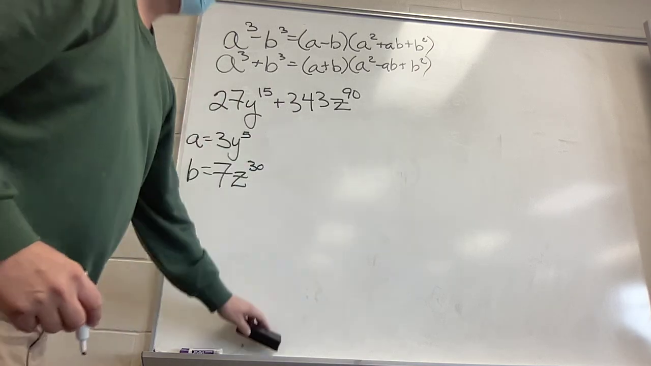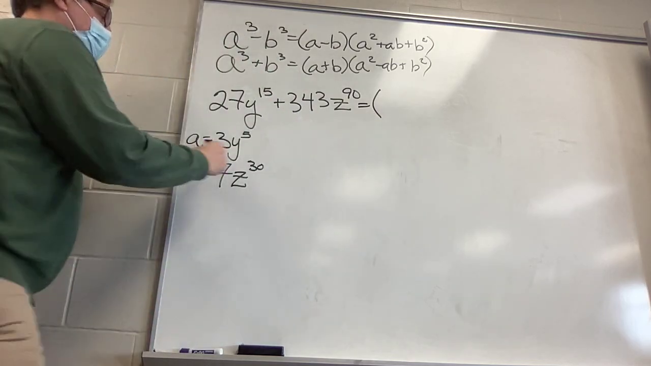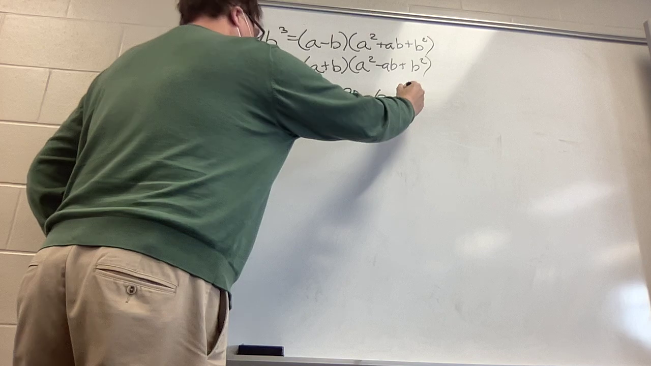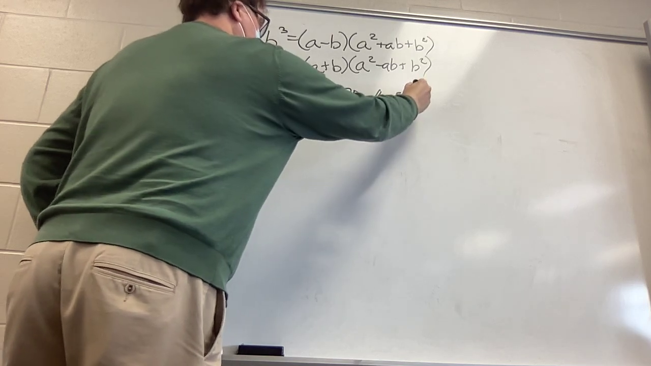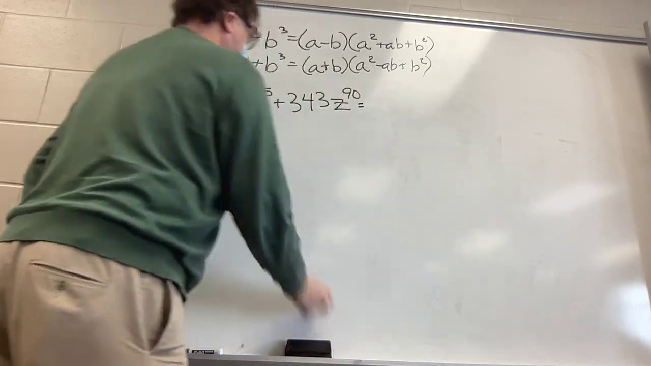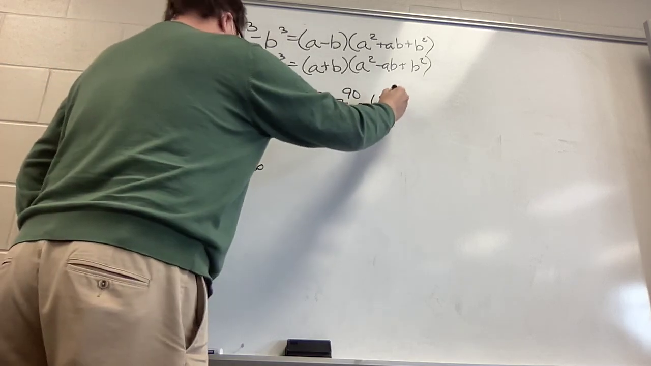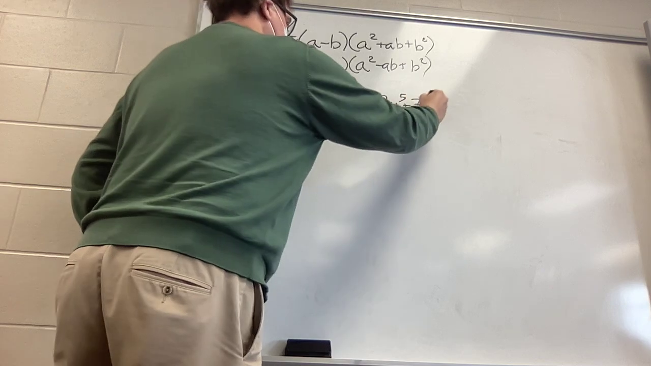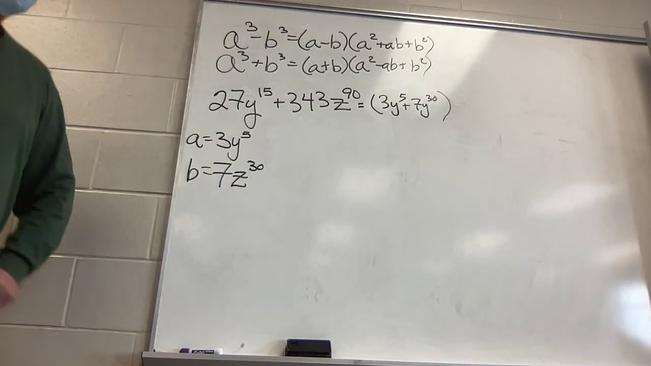All right. Here we go. A plus b, this isn't confusing. 3y to the 5th. Stop. On the bottom formula, a plus b is simply 3y to the 5th plus 7z to the 30th. Sorry about that little blip.